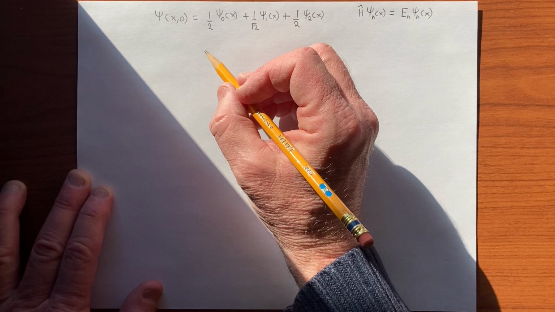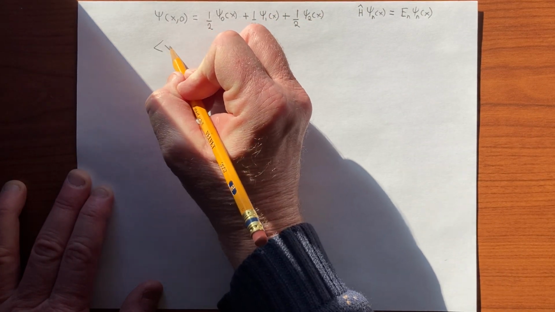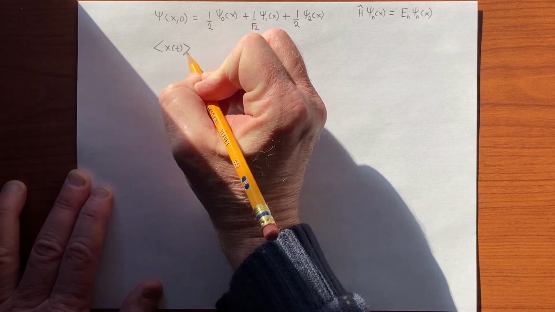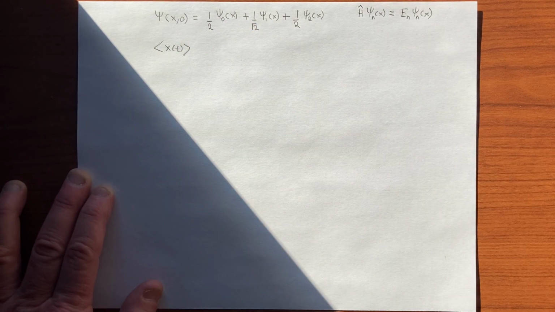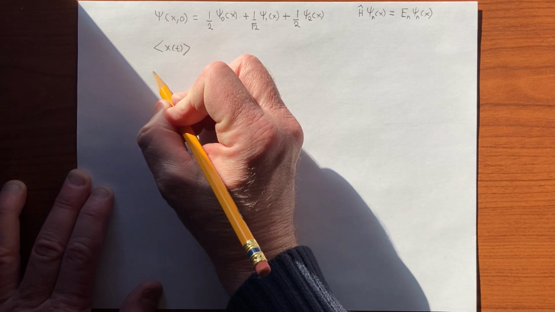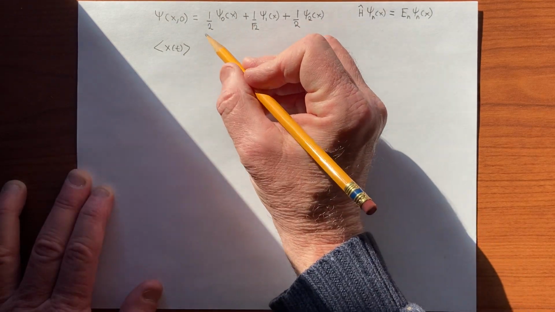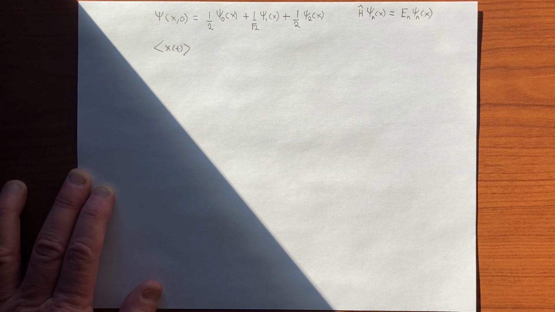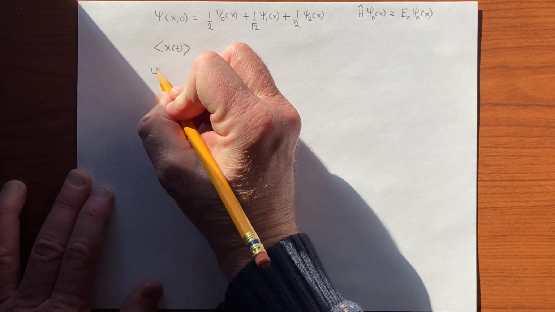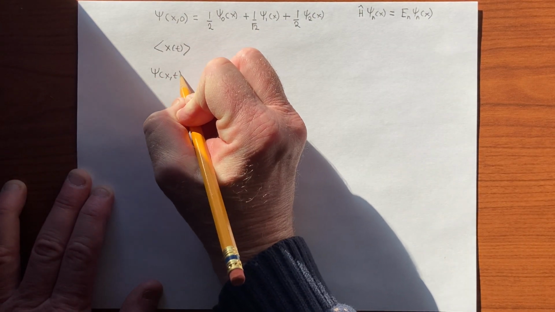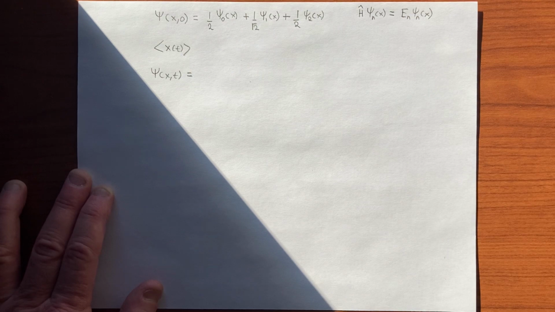Let's say we want to get a sense of what the expectation value of the position is as a function of time, whether or not that's a constant, whether or not that depends on time or not. And so let's maybe get a sense of the probabilities of getting different energies. So psi of x and t is straightforward, right?